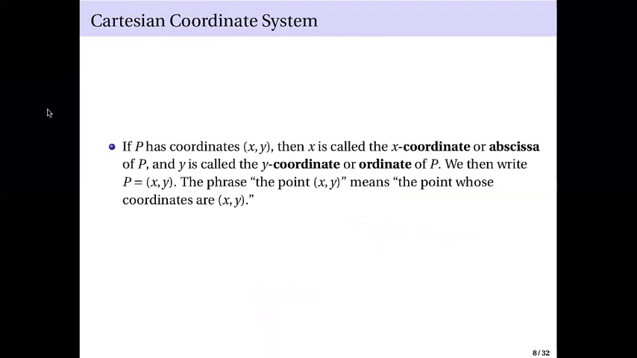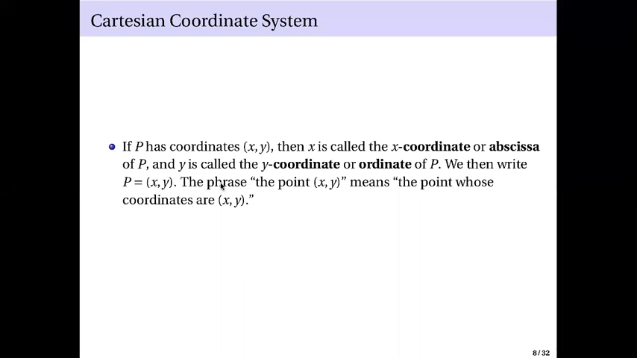Now, if P has coordinates x comma y, then x is called the x coordinate, also known as the abscissa of P. But a lot of times we just use x coordinate. And then y is called the y coordinate. So the actual value here we call the y coordinate, or it's called the ordinate of P. And then we write P equals x comma y.